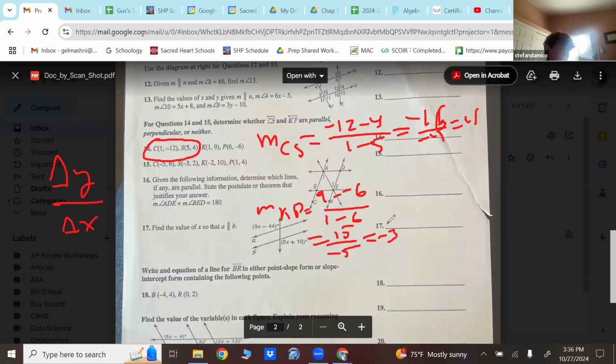So neither. If they're the same, they're parallel, or if they're negative reciprocals, meaning if I got 4 and negative 1/4, or negative 3 and 1/3, then I'm going to say perpendicular.